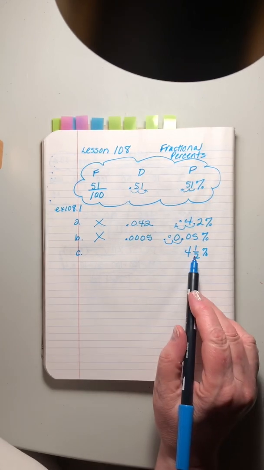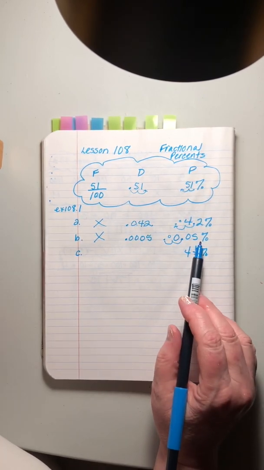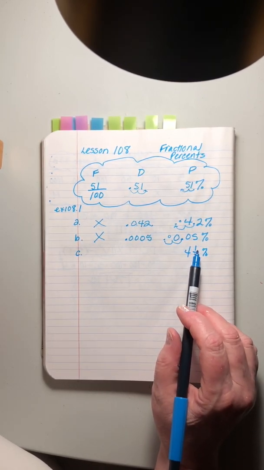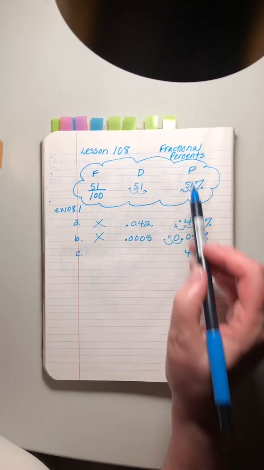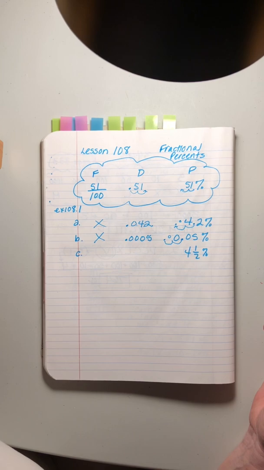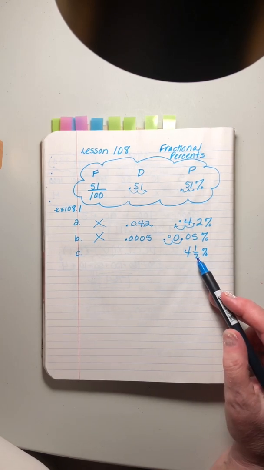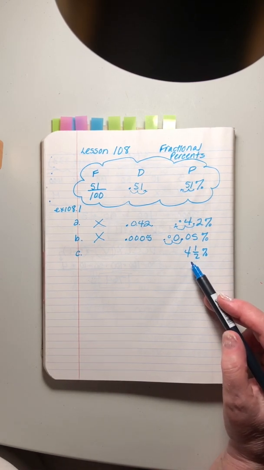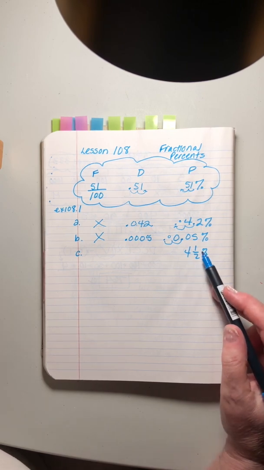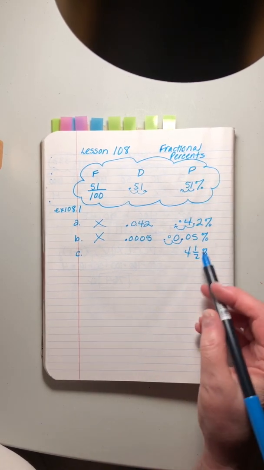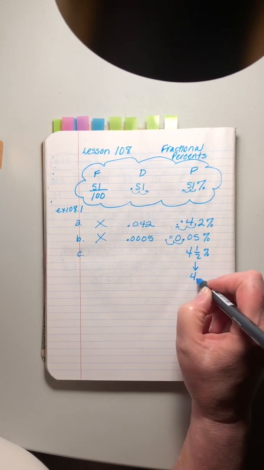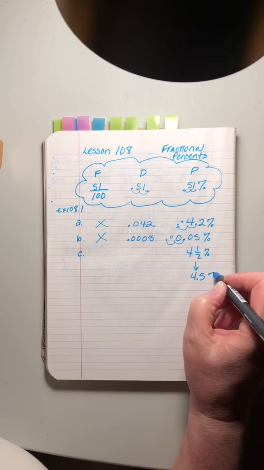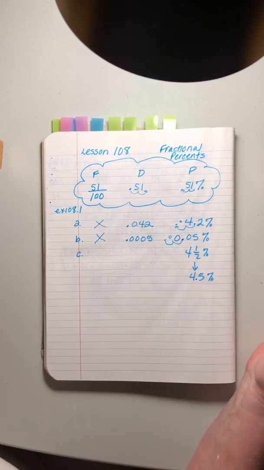Now, this one is a fractional percent. It's not a decimal number. So what we want to do is we want to write this as a decimal. This is the title character. We want to change the fractional percent into a decimal percent. So I'm going to do that first. That would be 4.5%, right? 1/2 is the same as 0.5.